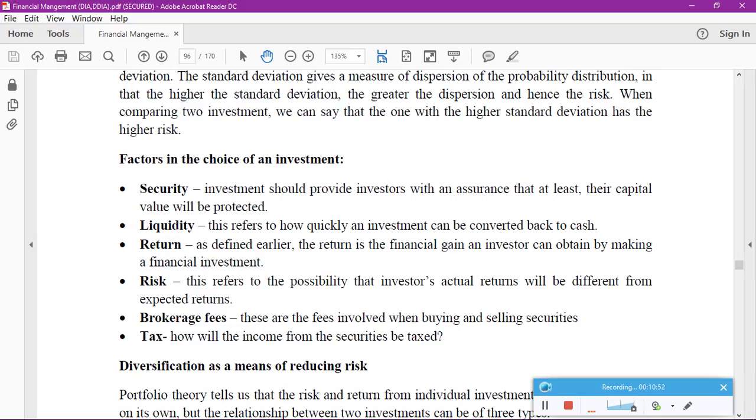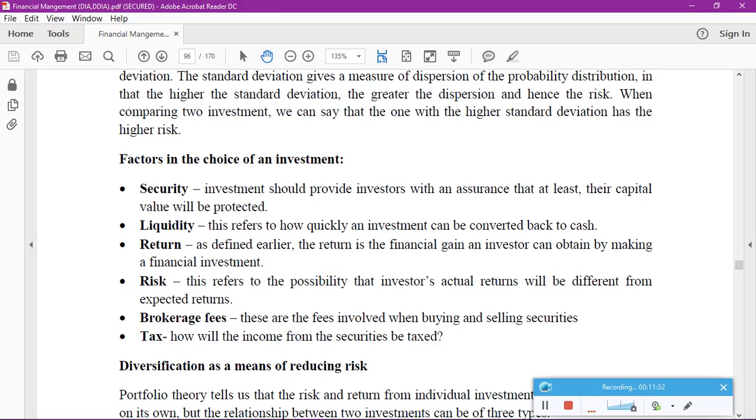Next, return, as defined earlier, is the financial gain an investor can obtain by making a financial investment. So you know what is return, right? Risk refers to the possibility that the investor's actual return will be different from the expected return. So later we need to calculate our expected return. After it has already happened, we compare our expected return with the actual return, then we see what the variance is. You have learned variance in costing, adverse or favorable. Yes. Okay, we will do that.